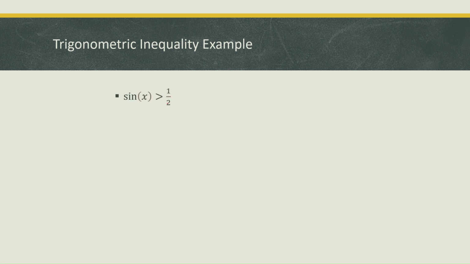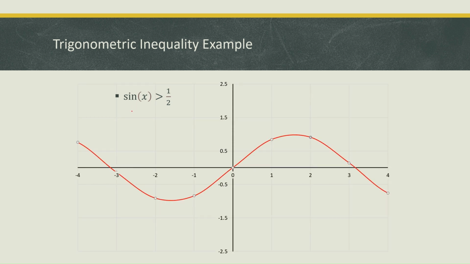So sin x should be greater than 1/2. First let me plot the sin x graph. So here you can see this is the sin x graph. Now this is the one function which you know, and I'll plot the other function, which is 1/2. So y equal to 1/2 is this line. So now I want to find the values of x for which sin x is greater than 1/2.